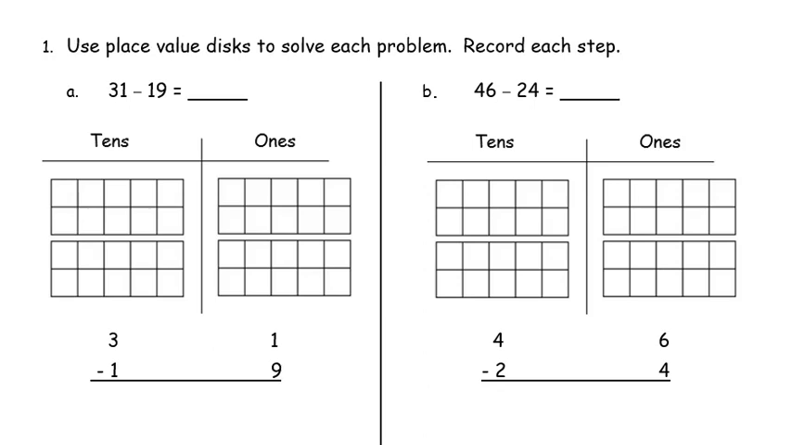I'm going to start by showing 31 in my place value chart. 31 is made up of 3 tens and 1 one. I'm supposed to subtract 19, which means I need to subtract 9 ones. Well, I only have 1 one, so I need to get some more. To do that, I'm going to take one of my tens and decompose it into 10 ones. So I'll put those 10 ones on my 10 frame.